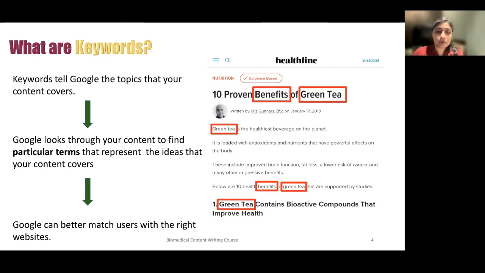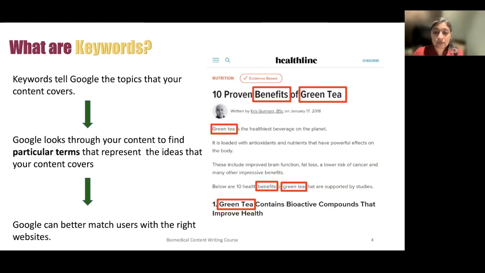Now, we use keywords as writers. We would use keywords for journal articles and case reports that we give for submission. In our abstract, we always include a line for keywords. And this is so that the journal or the organization we're submitting to can categorize our articles in their system. The same way Google is, of course, the biggest library in the world, so they would need guidance on where to segregate or categorize our content.